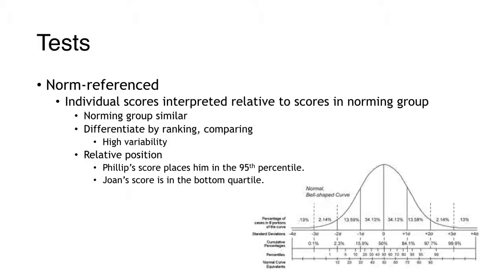You will see a phrase like Philip's score places him in the 95th percentile. It actually drives me nuts personally when they say Philip is in the 95th percentile. No, Philip is physically sitting in your classroom. Philip's score on that instrument is in the 95th percentile. Joan's score is in the bottom quartile, and you can see that wouldn't be as good for Joan. She's down in the lower part of that curve.